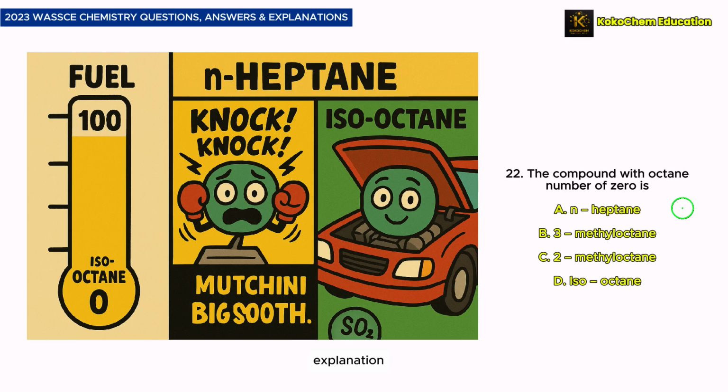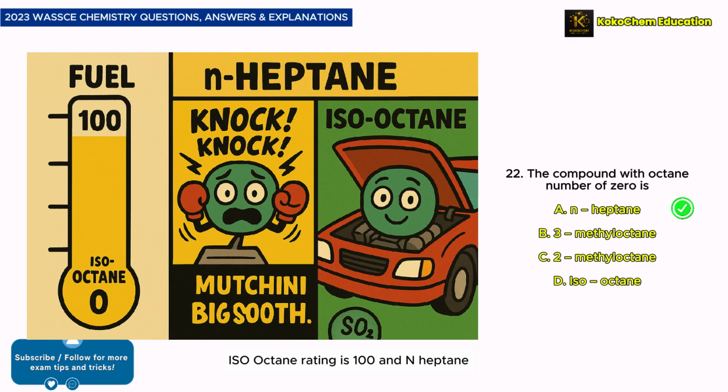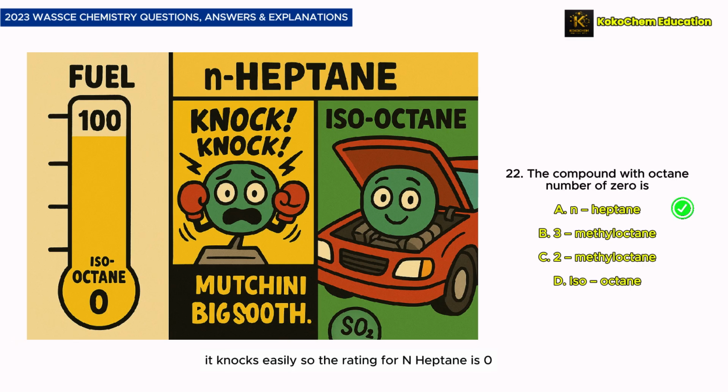Explanation. Octane number tells us how resistant a fuel is to knocking in engines. So on the scale, you have iso-octane, which is super smooth. Iso-octane rating is 100, and N-heptane, it knocks easily, so the rating for N-heptane is 0. So when you see 0, think of N-heptane.